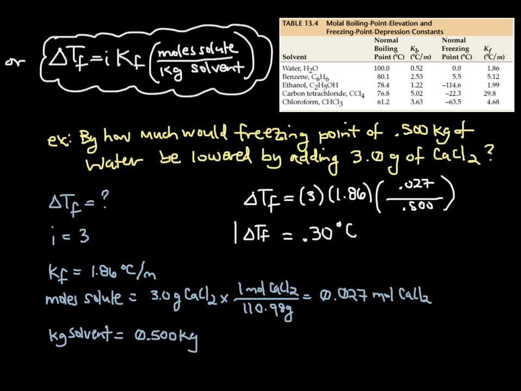because it is your change in freezing point. So the change in freezing temperature is in degrees Celsius. What that tells me is that my freezing point of water is going to be lowered by adding this amount of calcium chloride to this amount of water by 0.30 degrees Celsius.